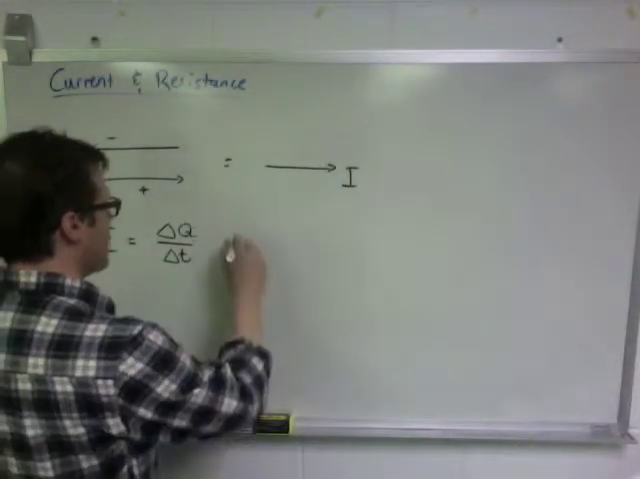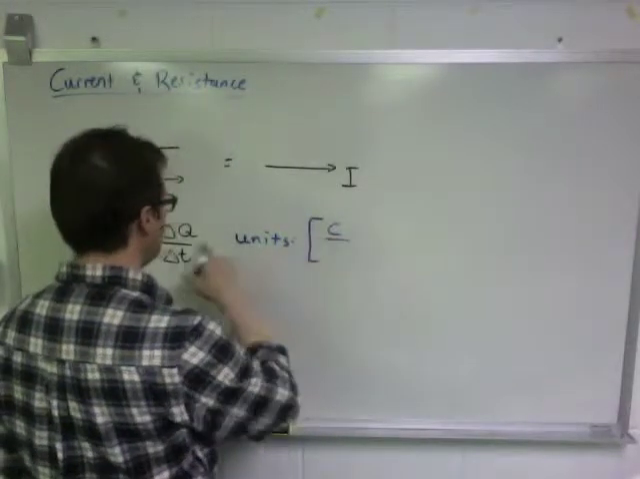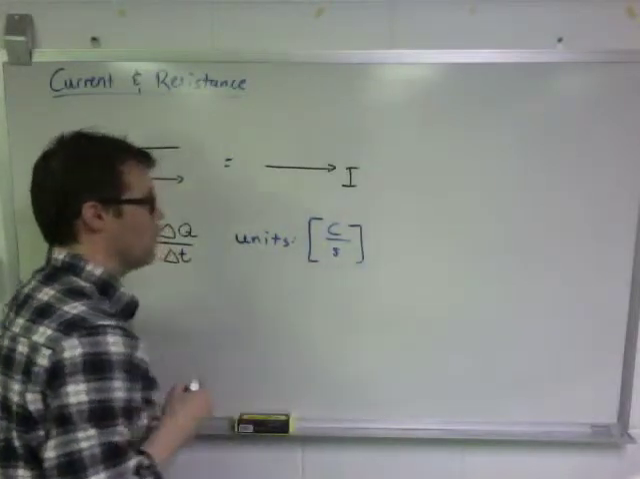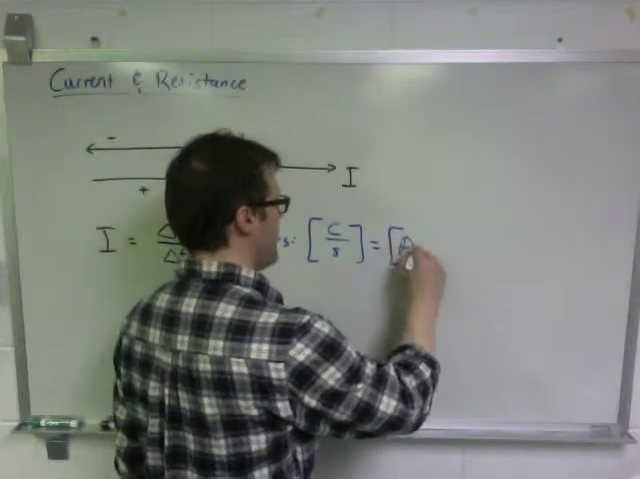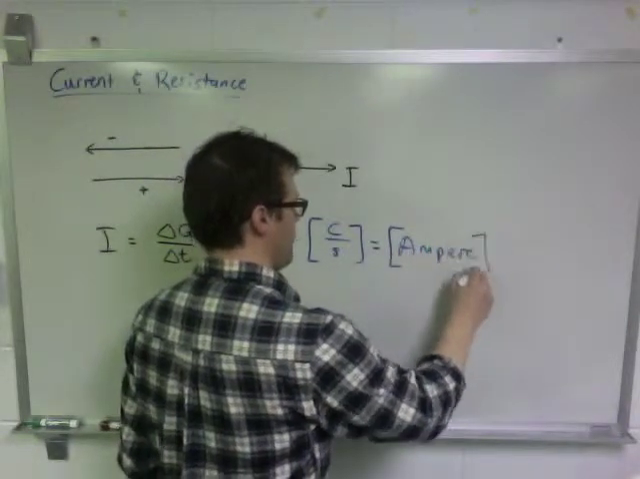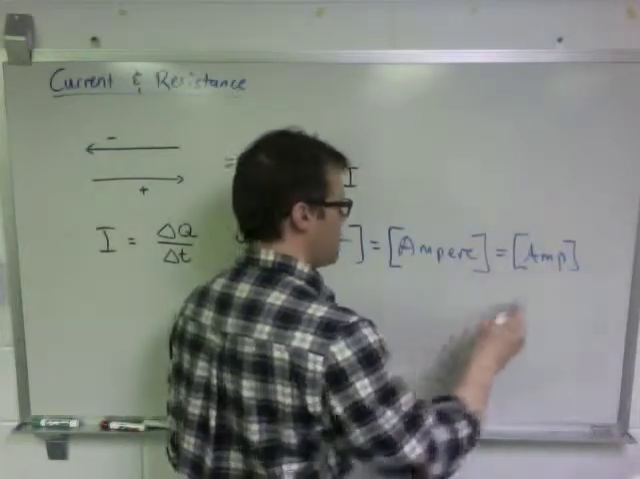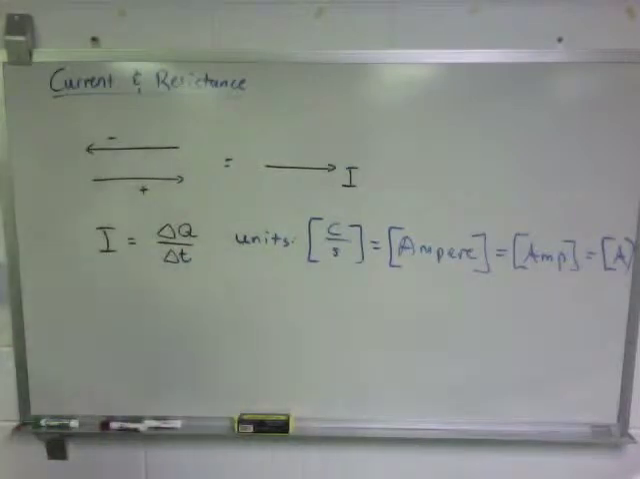So immediately you can check out the units. The units would be coulombs, a certain amount of charge, and time in seconds. We have a name for coulombs per second. 1 coulomb per second is called an ampere, which we can call amps if you like. We can call it an amp, and I shorthand that A. Right? So this is our definition for current.